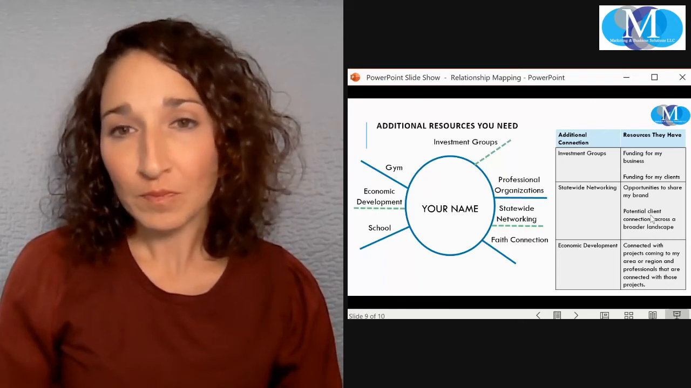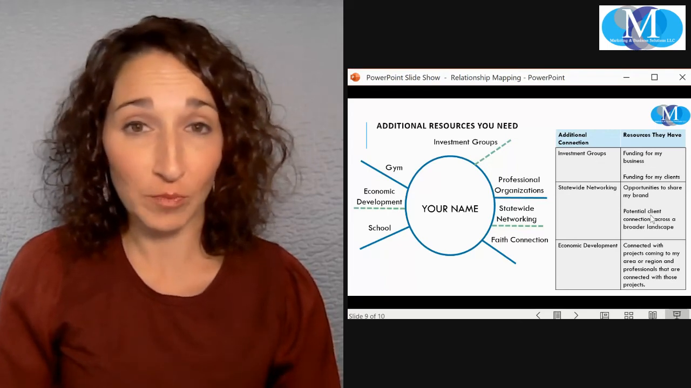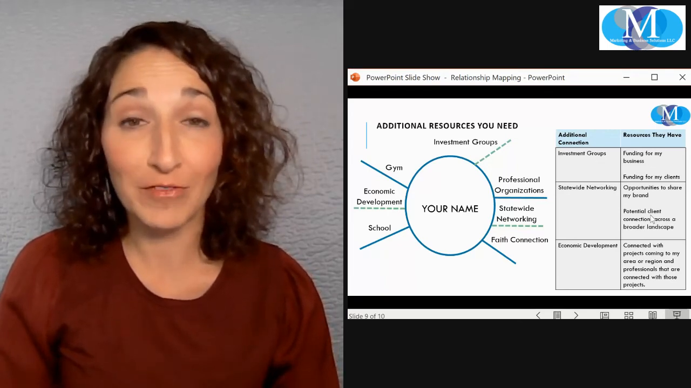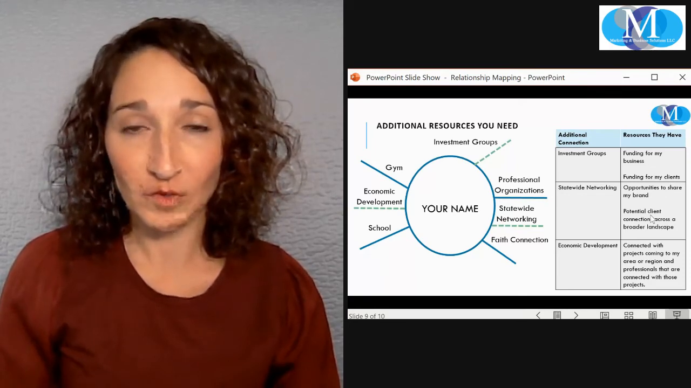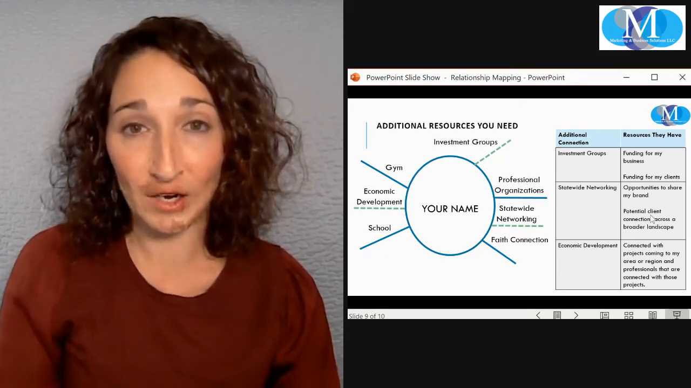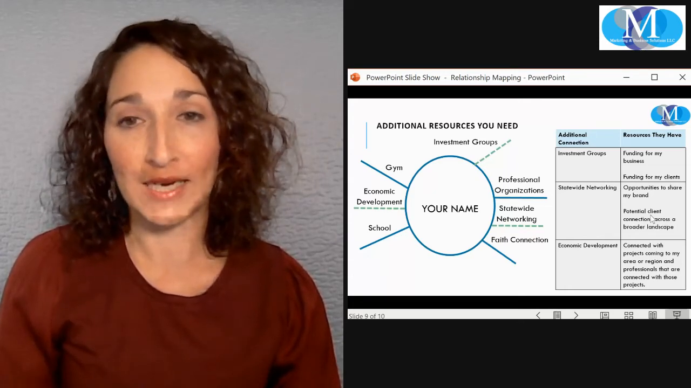So for me, investment groups might help with funding for my own business. They might provide funding for clients that we have. And so it would be important for me to want to get involved with a very specific one in the area that I'm in that might have an affinity for the work I'm doing or our clients.